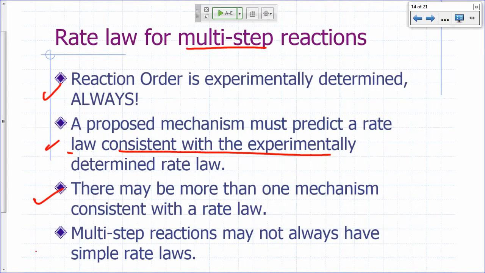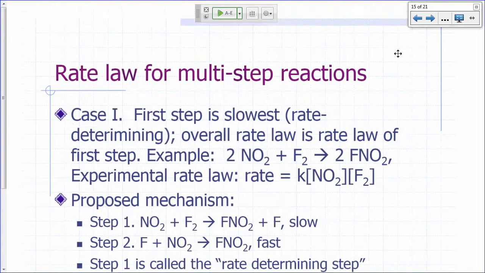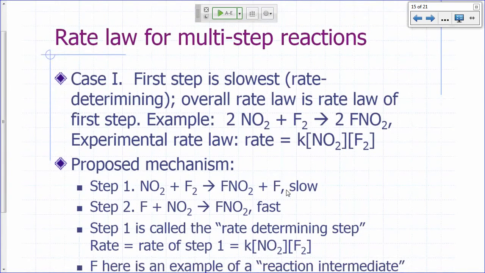Okay? And multi-step reactions also, one thing you'll find is they may not always have simple rate laws. Okay, so you might have fractional orders, you might have the concentration of the reactant in a denominator in your rate law expression. Okay, so let's look at just some simple mechanisms. Let's look at the simplest type, which is one where you have a series of steps, but the first step is the slowest. So that's your rate determining step.